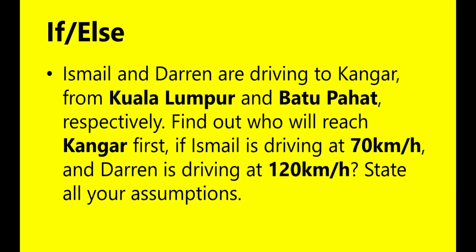Just use an if else statement and find out who will be there first, and just put down some assumptions that you make. For example, the roads are straight, they have enough fuel to get to Kana without stopping for fuel, things like that, and the speeds are constant. Those are what I mean by assumptions. Just put it down and write a program just to display the formula, the mathematical equation on how you get to the answer. That's all I ask, but it's just homework.